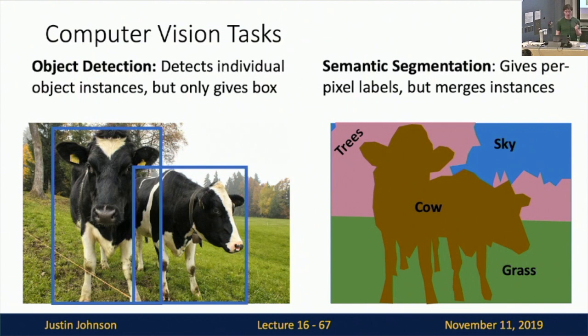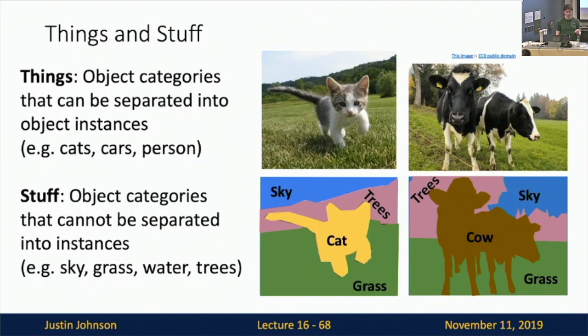So far we've talked about object detection, which detects individual object instances and draws bounding boxes around them. And we talked about semantic segmentation, which gives per-pixel labels but is not aware of different object instances. So you might wonder, is there some way that we can overcome this problem and get fine object boundaries as with semantic segmentation while also keeping the object identities as we have from object detection?